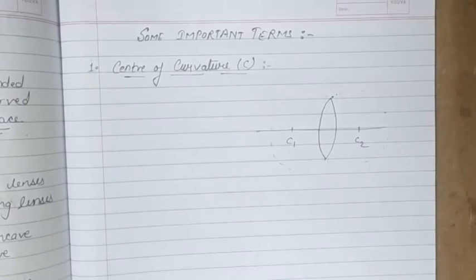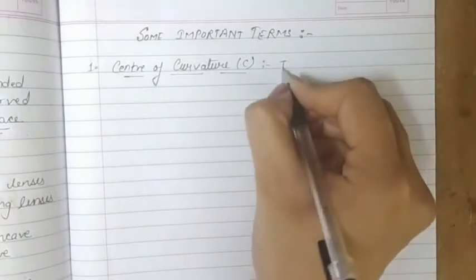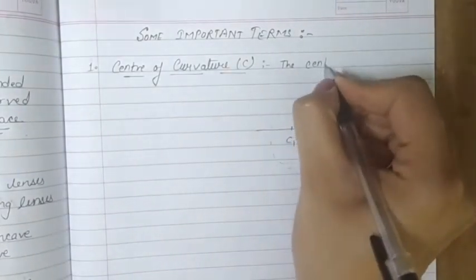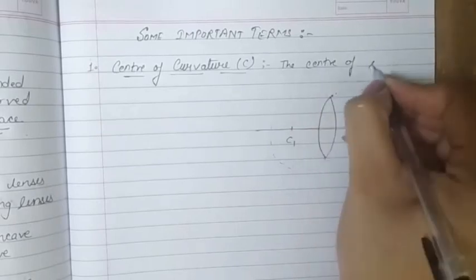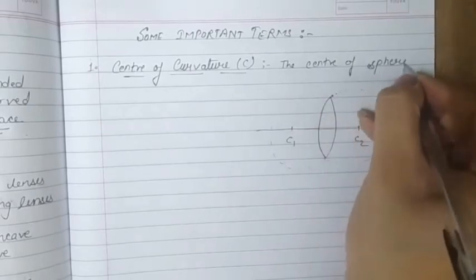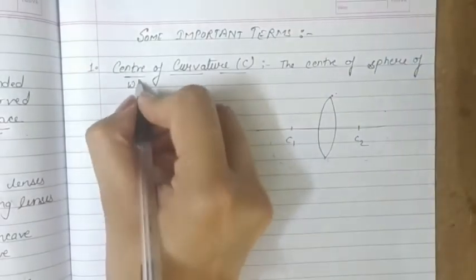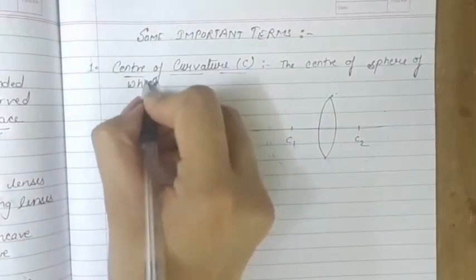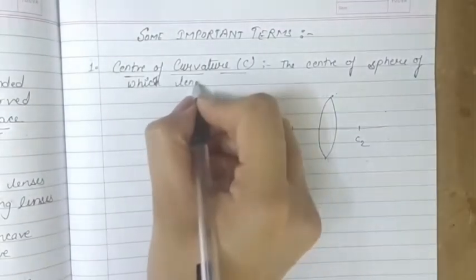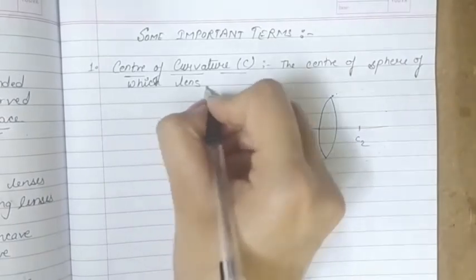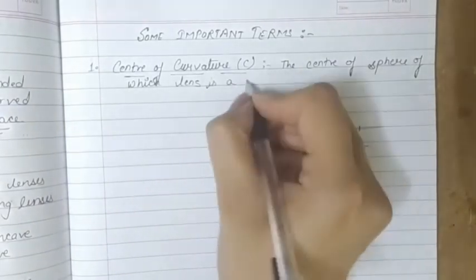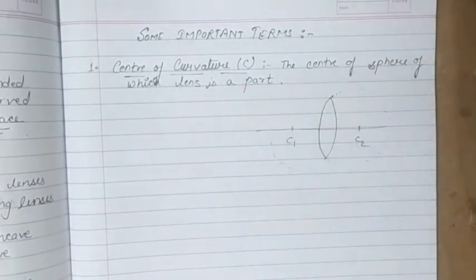So these are the centers of curvature, and we can define center of curvature as the center of sphere of which the lens is a part. जिस स्फेयर का वो लेंस पार्ट है, उसका सरफेस पार्ट है, then the center of that sphere is called center of curvature.